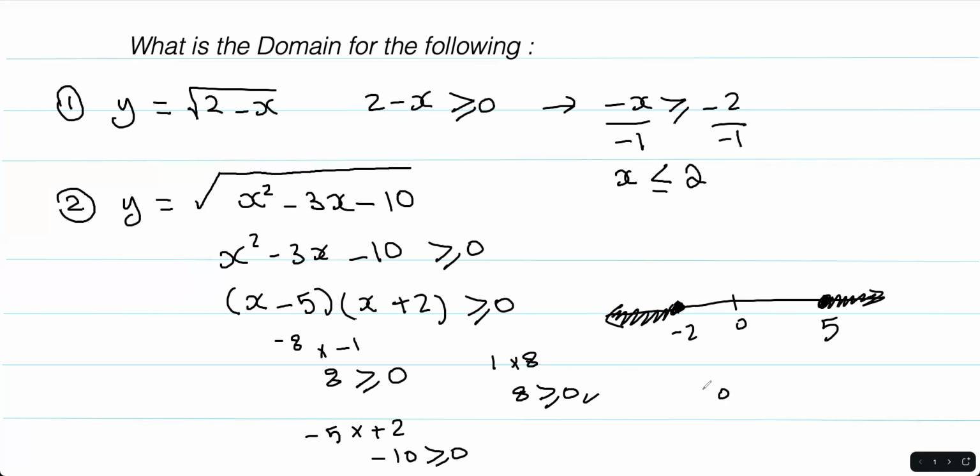And therefore, my solution will be x has to be less than or equal to negative 2, or x has to be greater than or equal to 5. So as long as x is less than or equal to negative 2, or x is greater than or equal to 5, that will make sure what's under the square root here will be positive. And that's how you do these kind of questions.